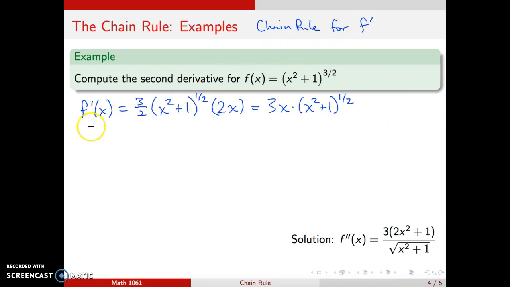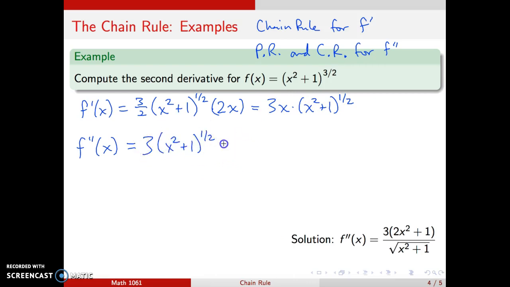So for the second derivative, I'm going to run out of space, but let me say PR for product rule and CR for chain rule for the second derivative. So the second derivative is the derivative of the derivative. So I'm taking the derivative of this guy right here. So the first function is 3x. Derivative of that is 3 times x squared plus 1 to the 1 half, plus the first function times the derivative of the second. And there, I'm going to be using the chain rule.